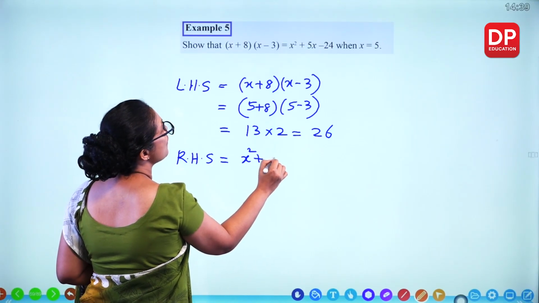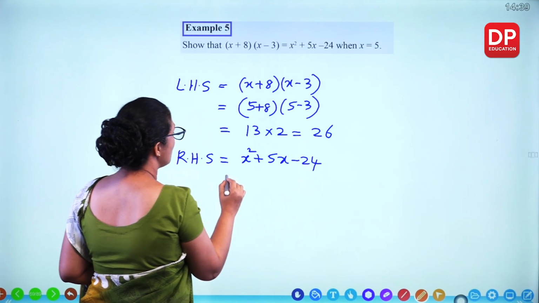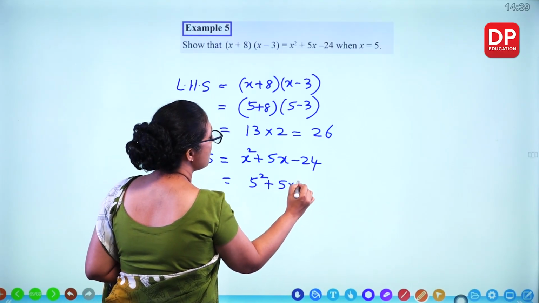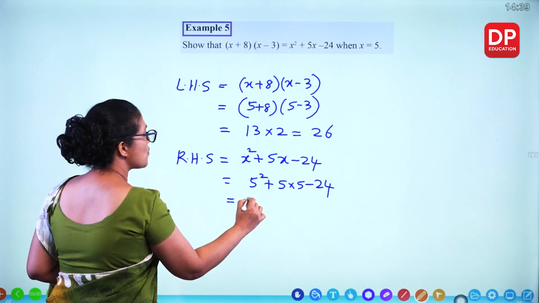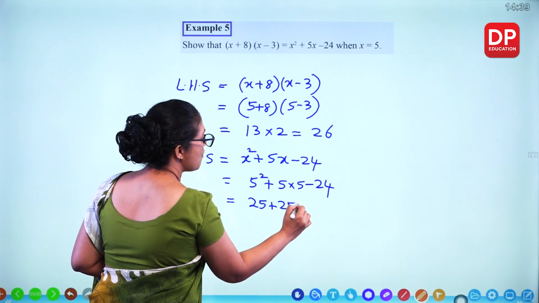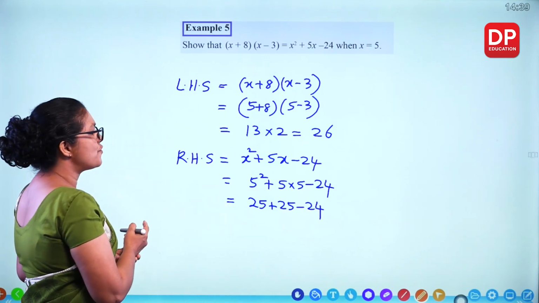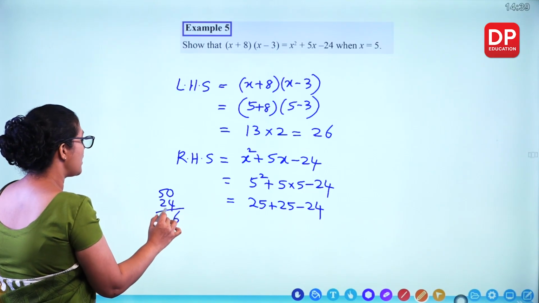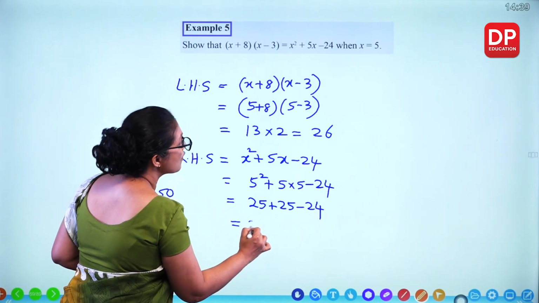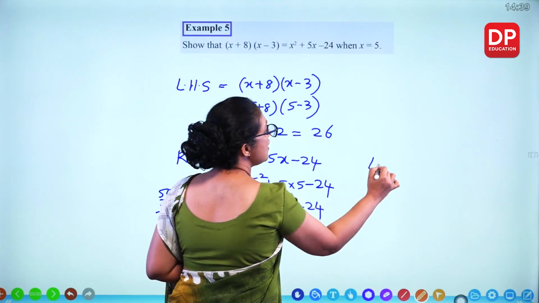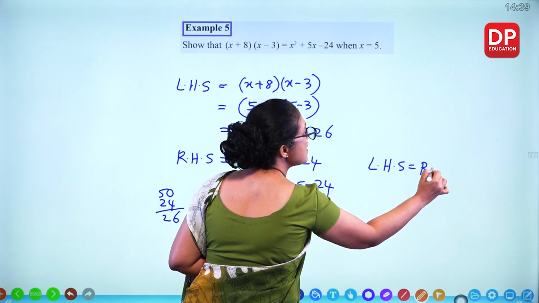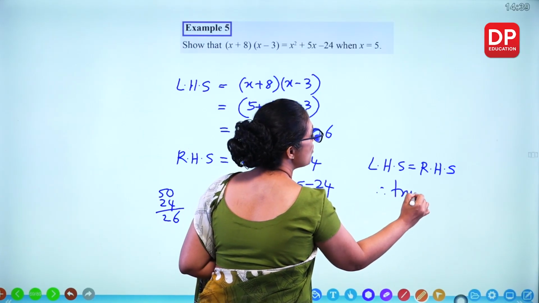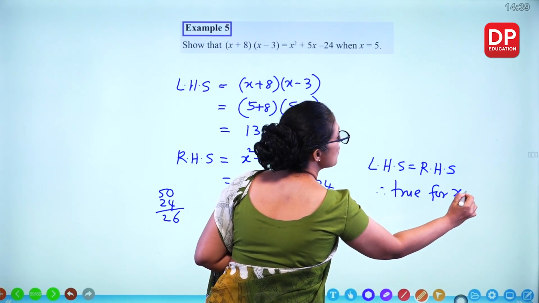Now we'll take right hand side and see. X squared plus 5x minus 24. X squared. 5 squared into 5 times 5 minus 24. 5 squared is 25 and 25 minus 24. So 50 minus 24. 50 minus 24, you get 26. So you get the same answer. Left hand side is equal to right hand side. So that means this is true for x equals 5.